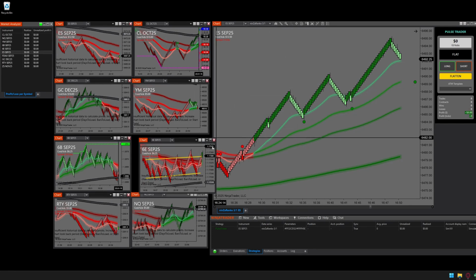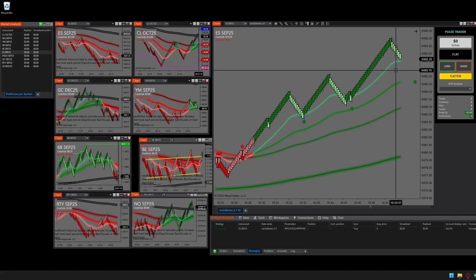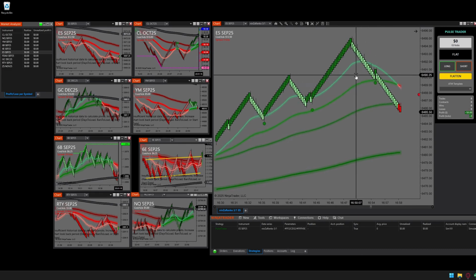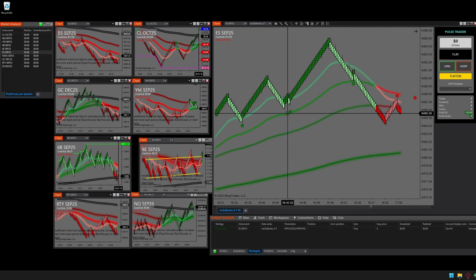So we really want to make sure that we're in a trend before we take these trades. Let's move on to the right hand side a little bit. All right. So not all of these entries, like that one, would be actual entries. We're going to get to that now.